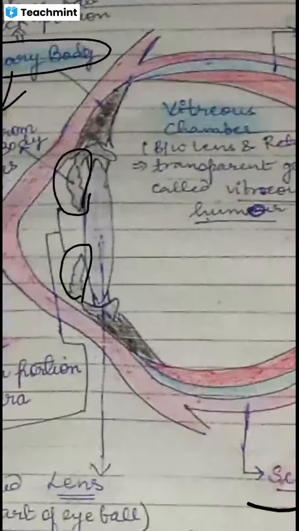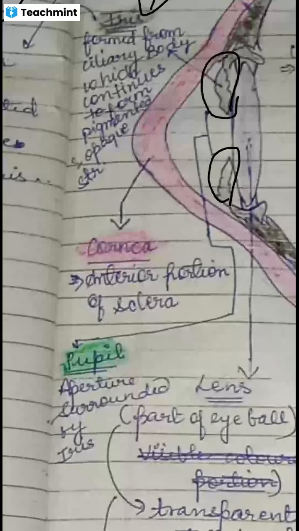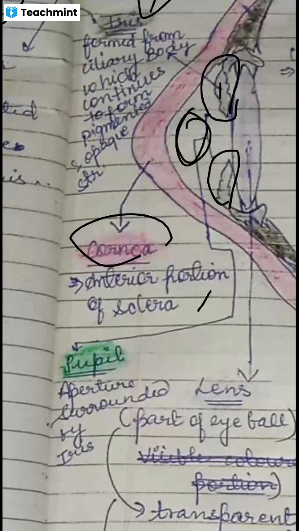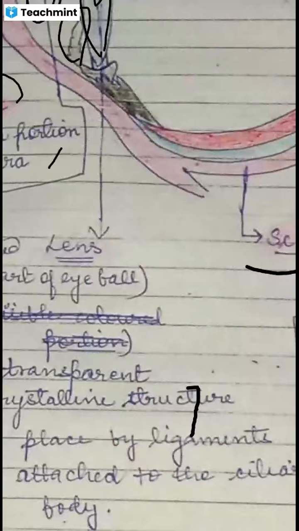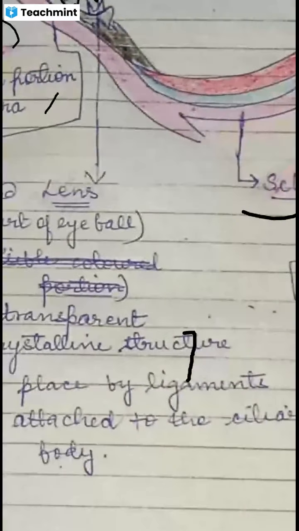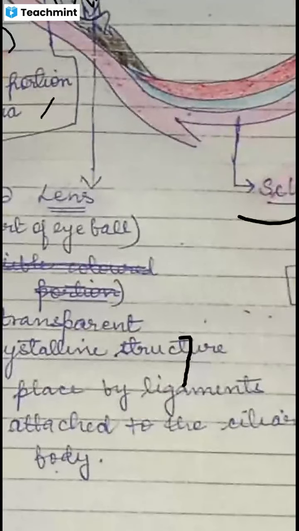Then talking about the cornea. The cornea is the anterior portion of the sclera, the anterior portion of sclera forms the cornea. Now this portion is the iris, and this portion is called the pupil. The pupil is the aperture surrounded by the iris, and this is the lens. The lens is a transparent crystalline structure, part of the eyeball, and it is held in place by the ligaments attached to the ciliary body.